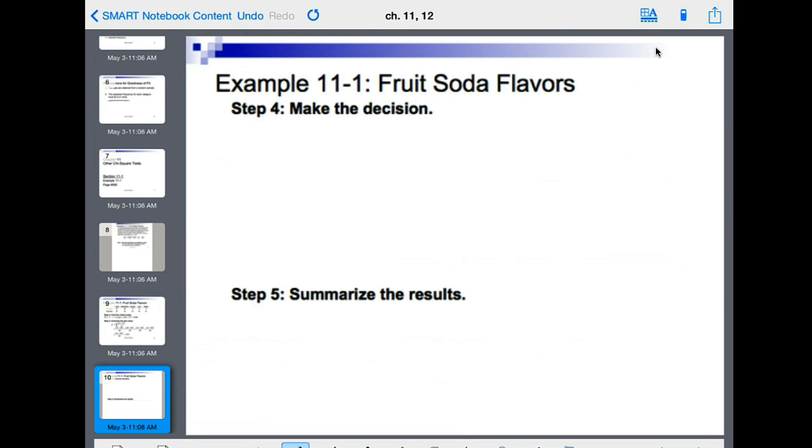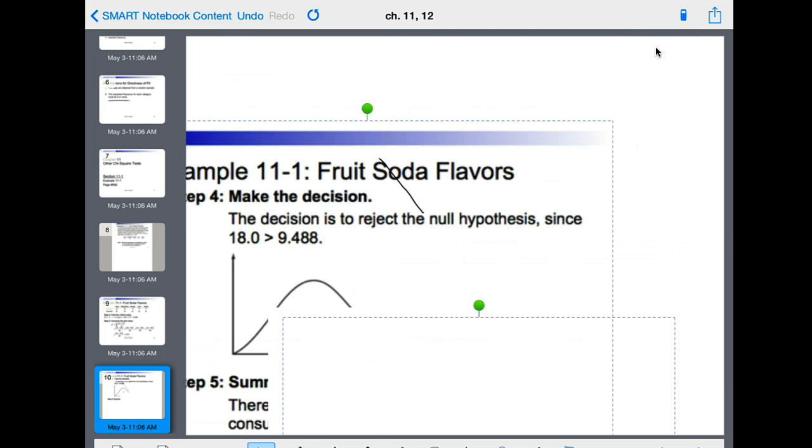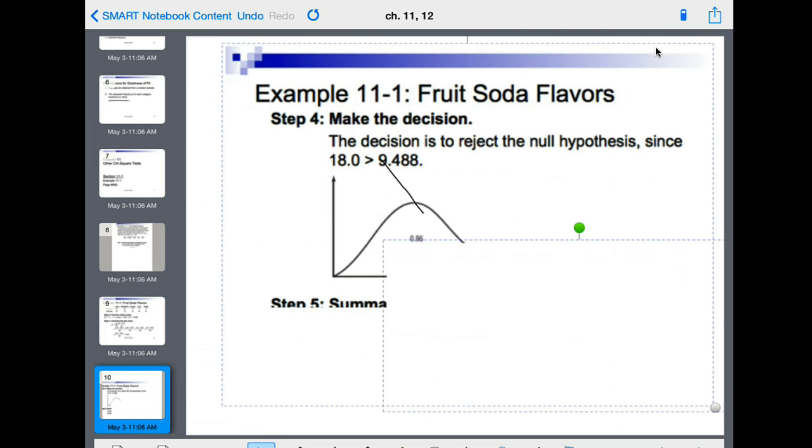Now we're going to make our decision. So I'm just going to see if I can delete that. Oh, that's a mess. Hang on.